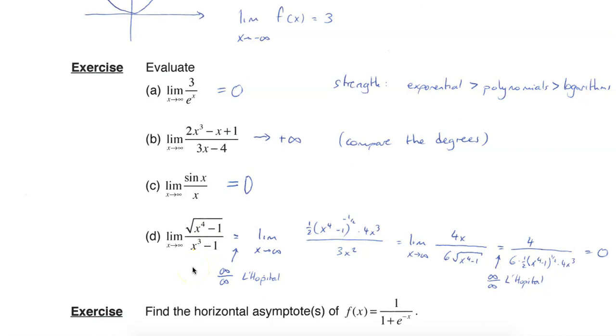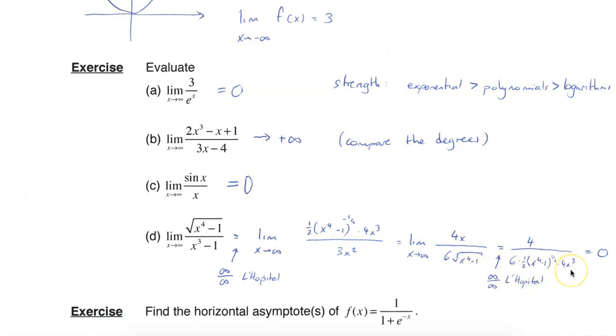Finally, here's an example where we would use L'Hopital as we did in section 8.7. So the limit as x approaches infinity of the square root of x to the 4 minus 1 divided by x cubed minus 1. When we plug in, or when we think about infinity, we would see that we have an indeterminate form, infinity over infinity, and therefore we can apply L'Hopital, which is done here. And after you simplify, you try again, thinking about x approaching infinity, and once again you get infinity over infinity, which means you can apply L'Hopital a second time.